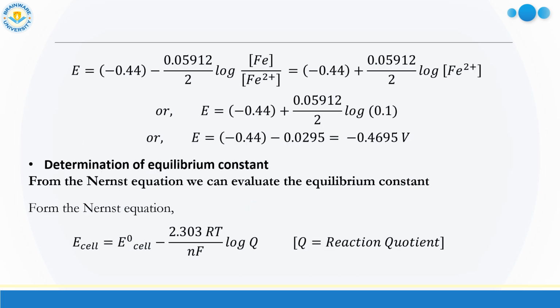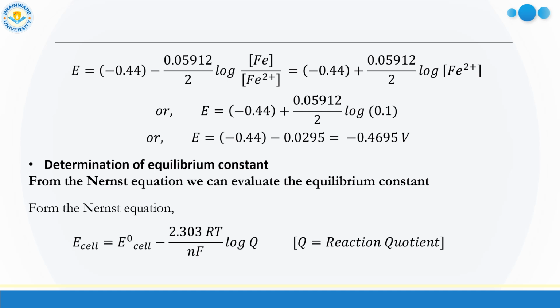So here the reduced state is the Fe solid and the oxidized state is Fe2+. Since the concentration of Fe solid is 1, this equation will simplify to this one. Now if we put the value of E0 cell and also the concentration of Fe2+ to be 0.1 molar, we will get the value of E cell, or simply E, to be minus 0.4695 volt.